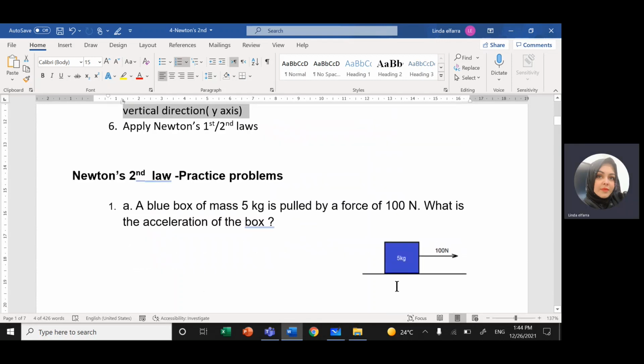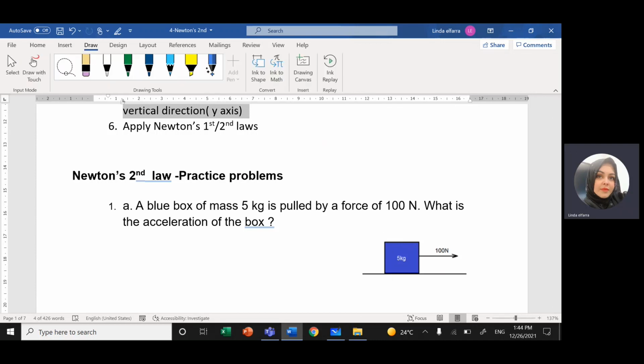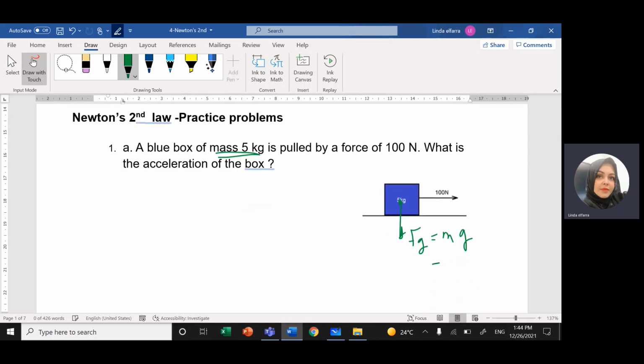Let's start with a simple question. This is the easy one. I have a blue box. It has a mass of 5 kilogram. From this information, we can get the weight, acting down from the middle of the object. The weight, or gravitational force, is mass times free fall acceleration. We will consider it 10. So 5 times 10 is 50 Newton.